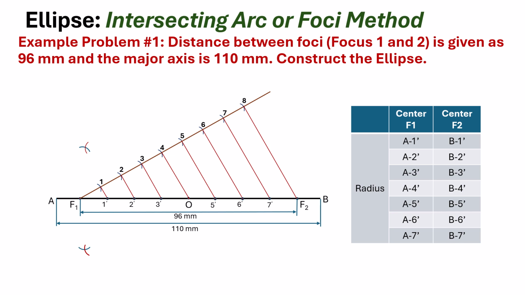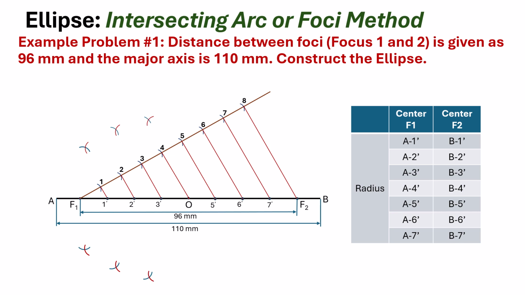So when we take A2 dash as the radius and F1 as the center, we get this arc and this arc on either side of this line AB. When we take B2 dash as the radius and F2 as the center, then we get this arc and this arc on either side of this line AB.